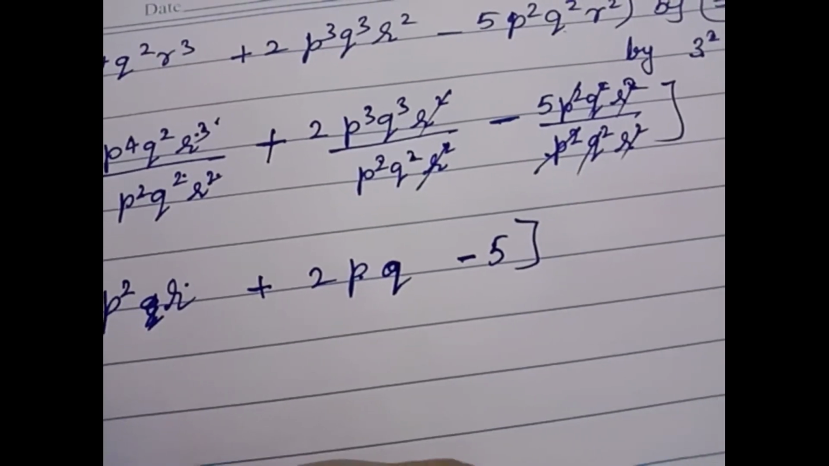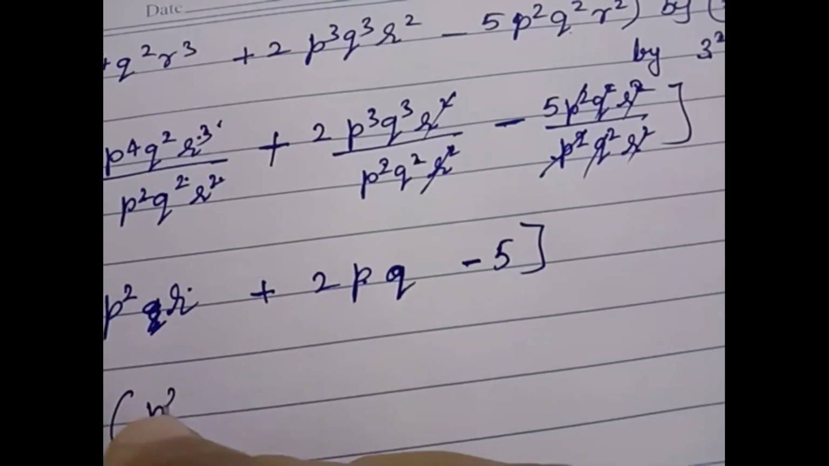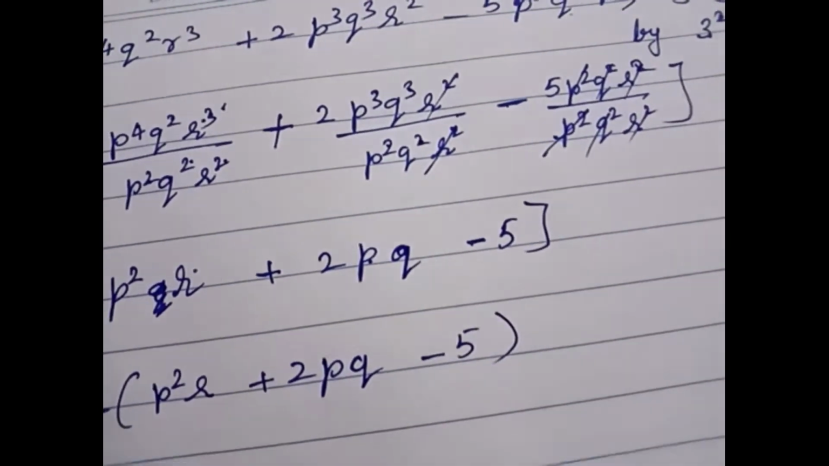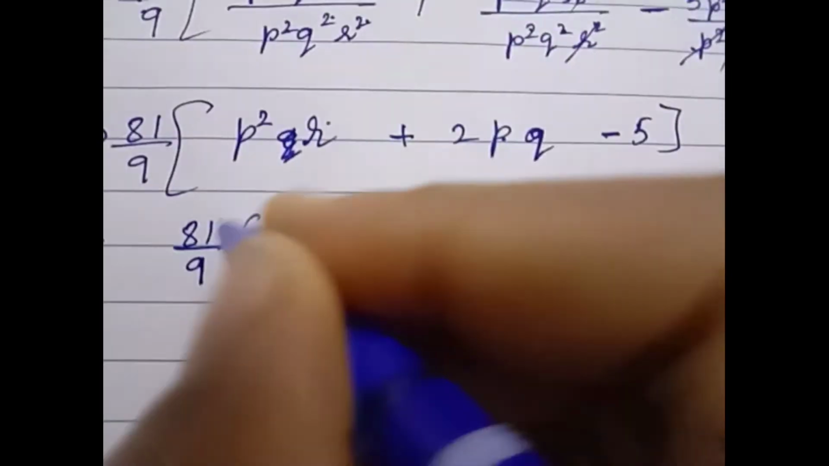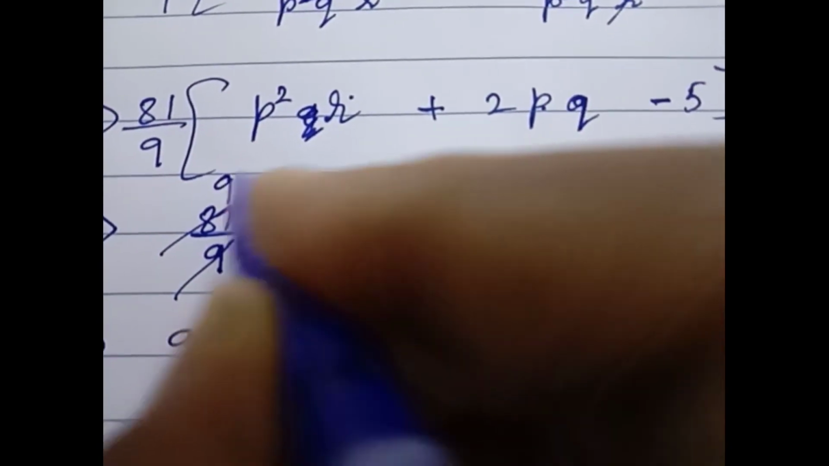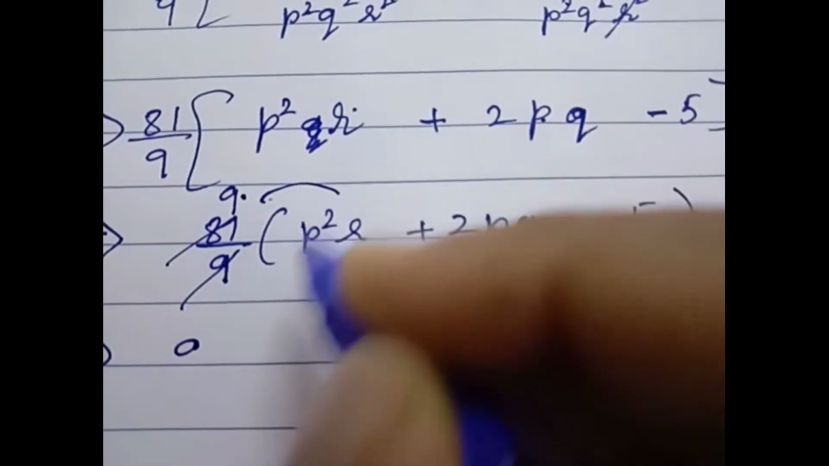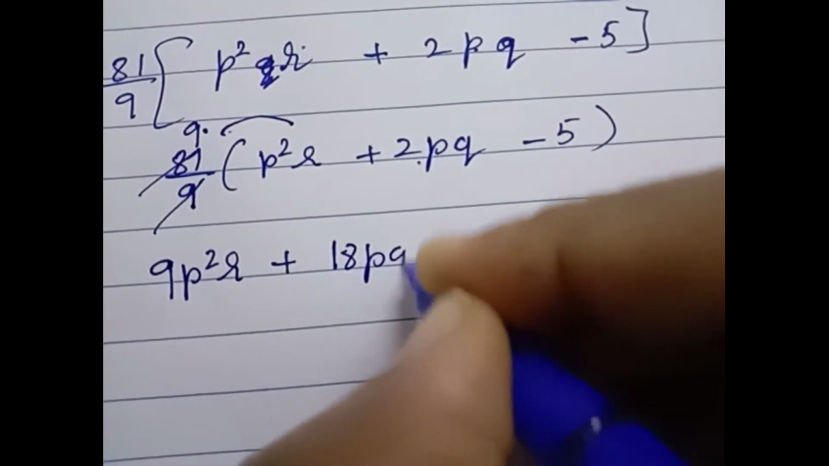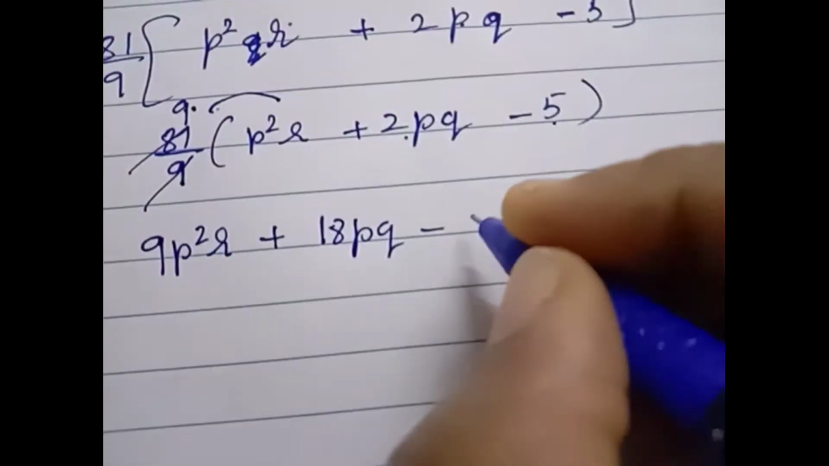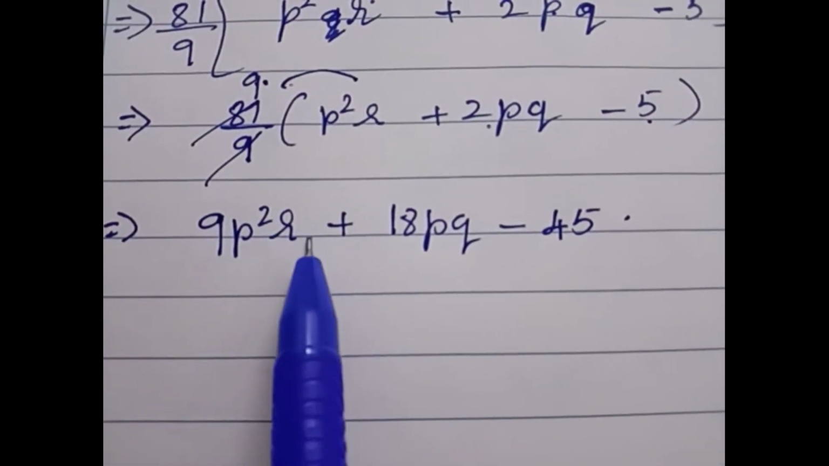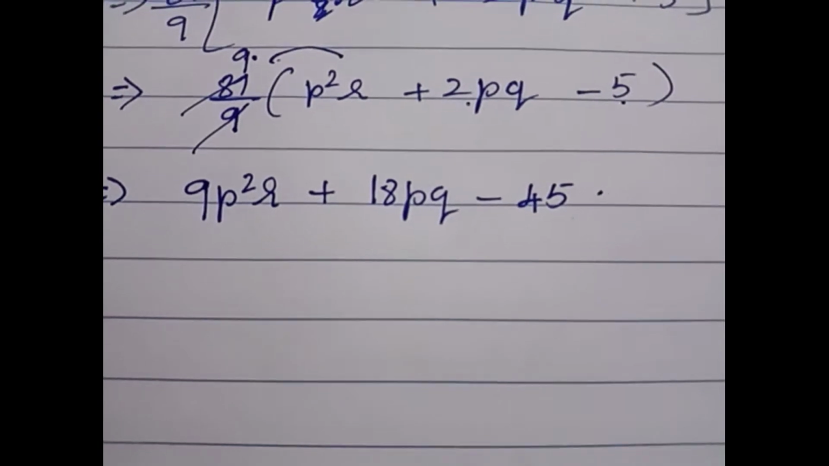81 by 9 p square r plus 2 pq minus 5 is your answer. So if you cancel here in 9 table, 9 ones are 9, 9s are. Multiply the 9 to the polynomial. 9 into p square r plus 9 into 2 is 18 p square minus 9 5s are 45. So the answer is 9 p square r plus 18 p cube minus 45.